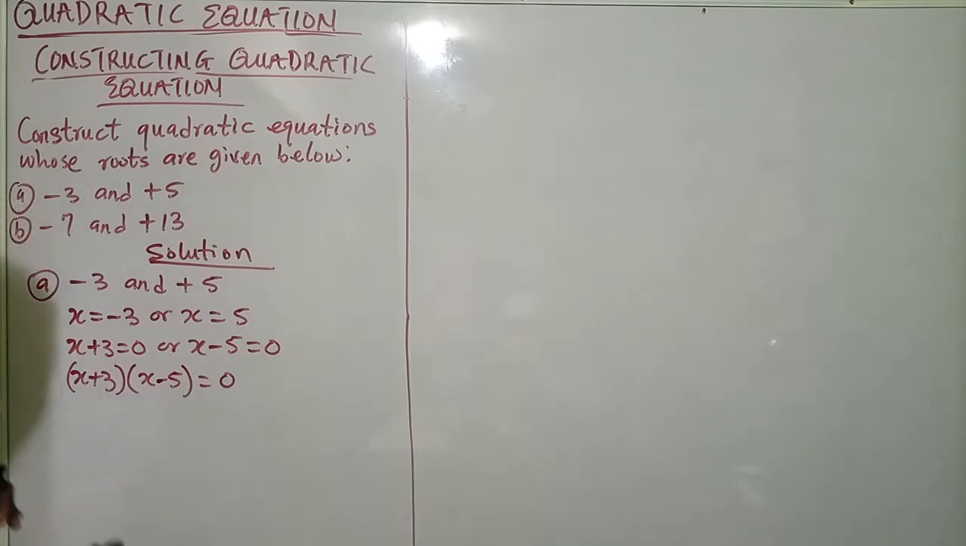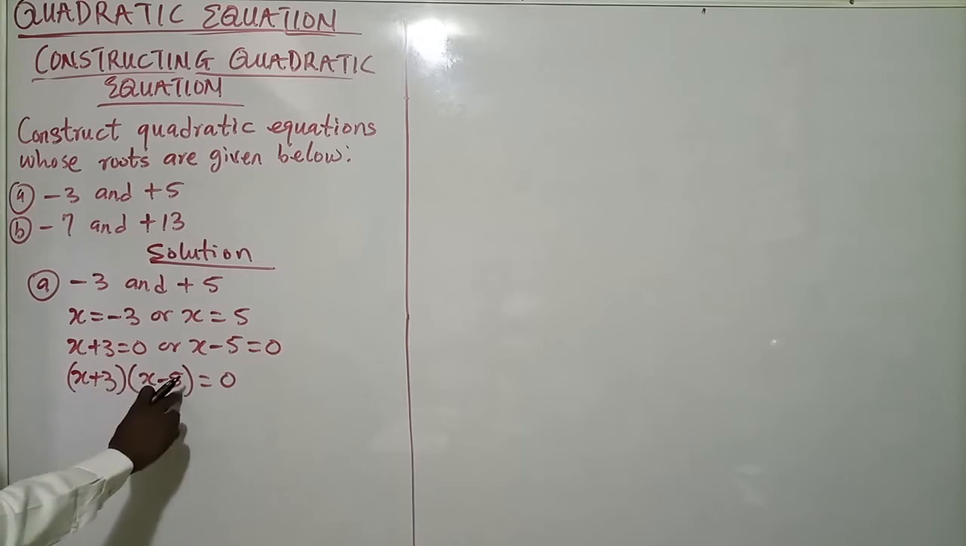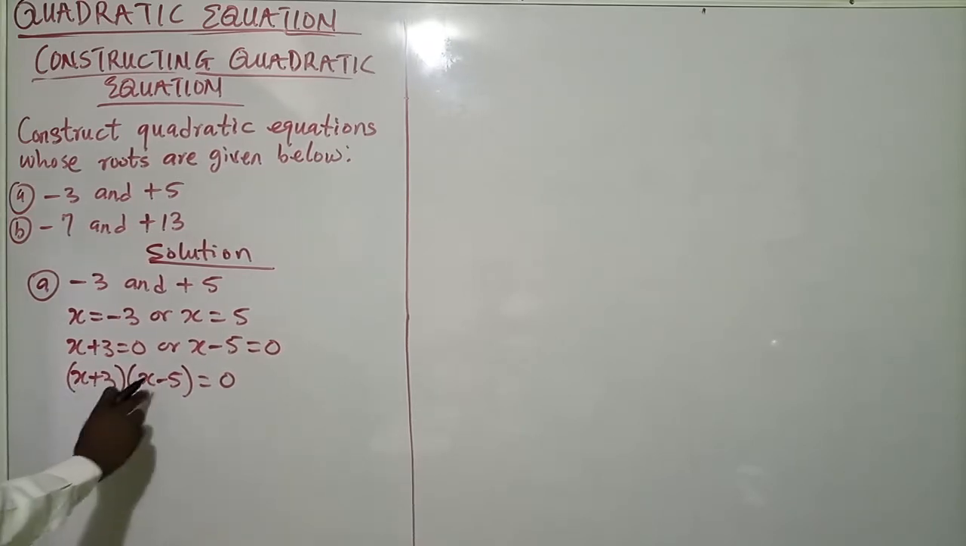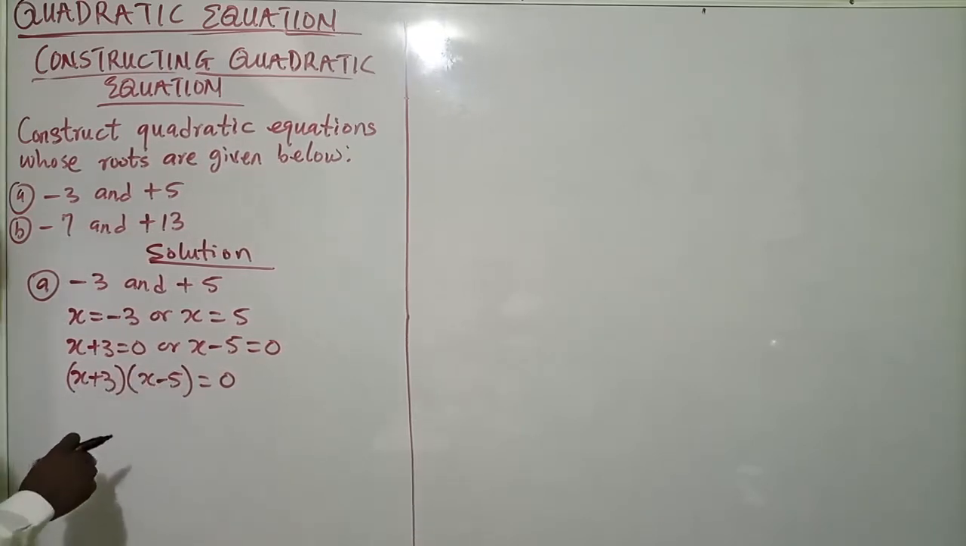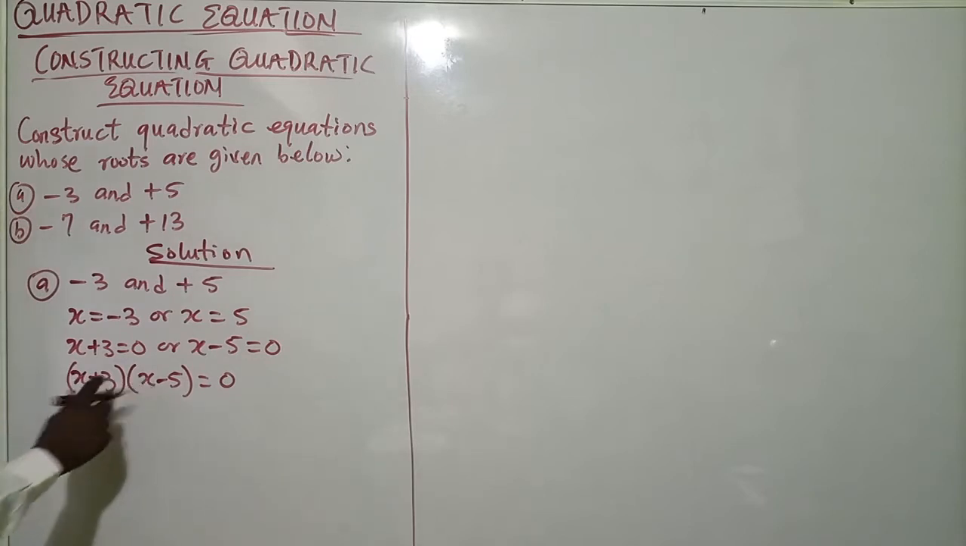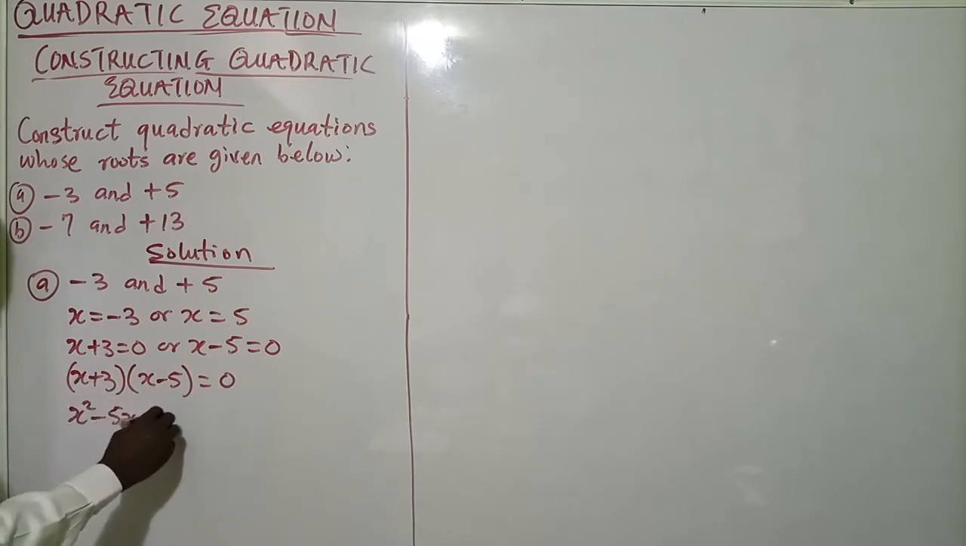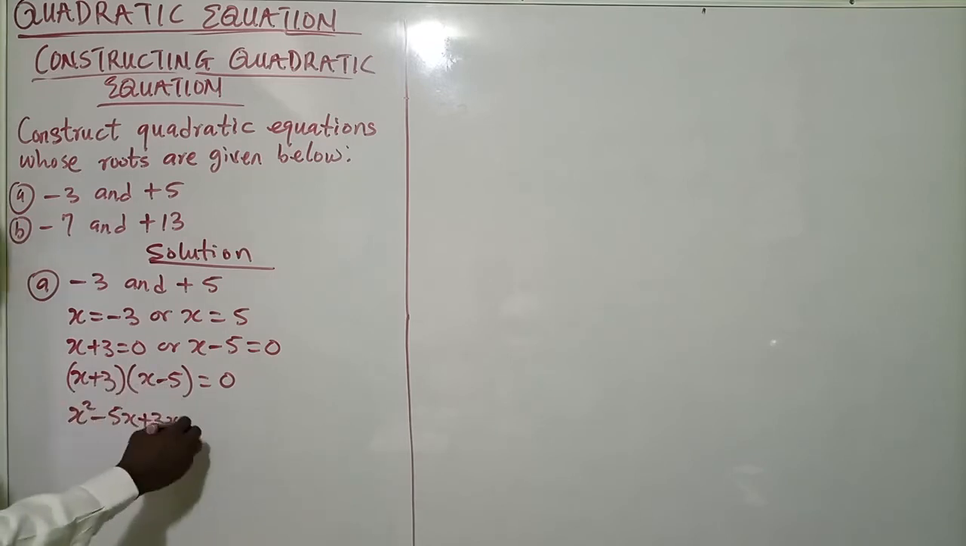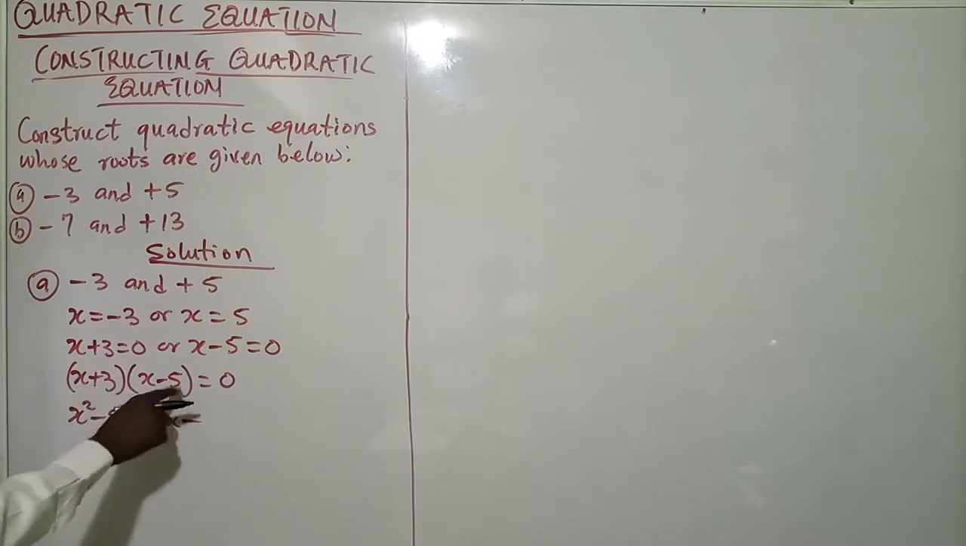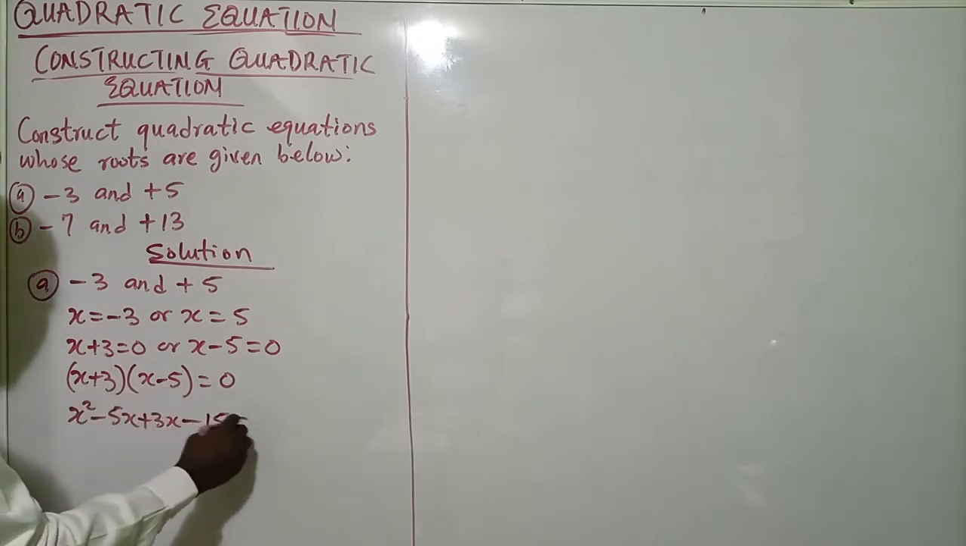So all I do here, I'm going to open this bracket now. I'm going to use x to multiply everything in the other bracket. I also use this 3 to multiply everything there. Let's start with the first one. x times x is x squared. x times minus 5 is minus 5x. I'm done with x. Now I'm going to use 3. 3 times x is plus 3x. Plus times minus is minus. 3 times 5 is 15, equals 0.